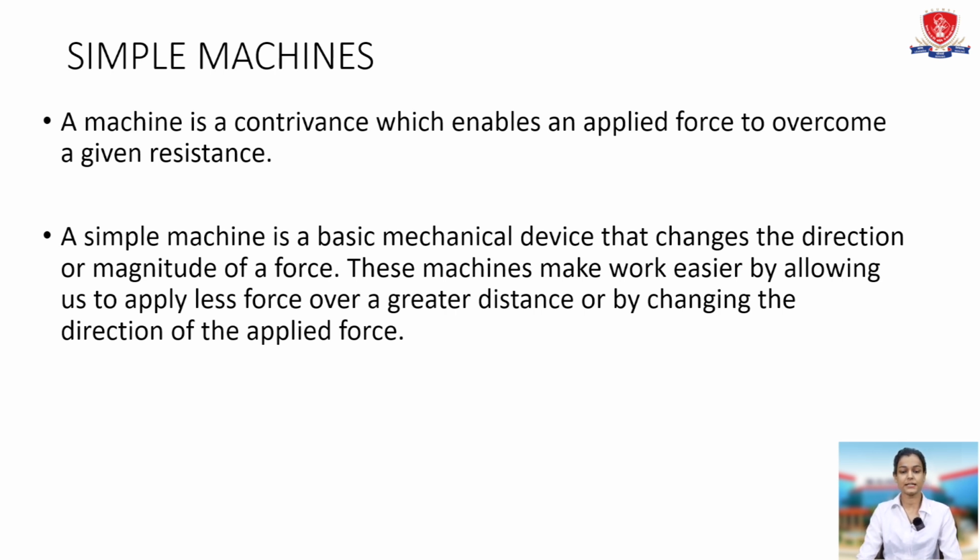A machine is a contrivance which enables an applied force to overcome a given resistance. A simple machine is a basic mechanical device that changes the direction or magnitude of a force. These machines make work easier by allowing us to apply less force over a greater distance or by changing the direction of the applied force. Basically, a machine is anything that makes your work easy. More output is generated by putting in less effort or less force by the person or the body.